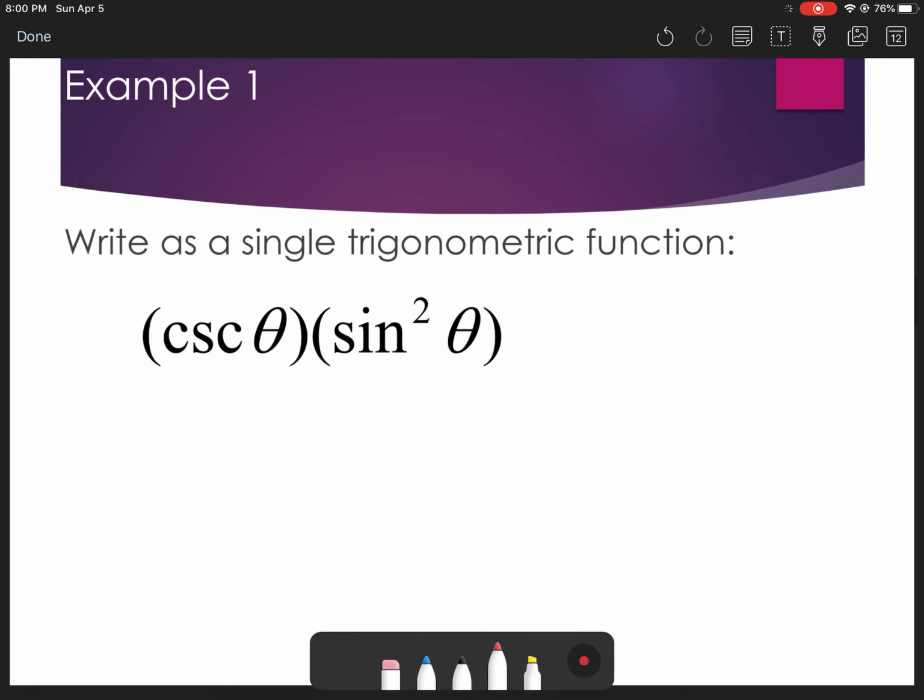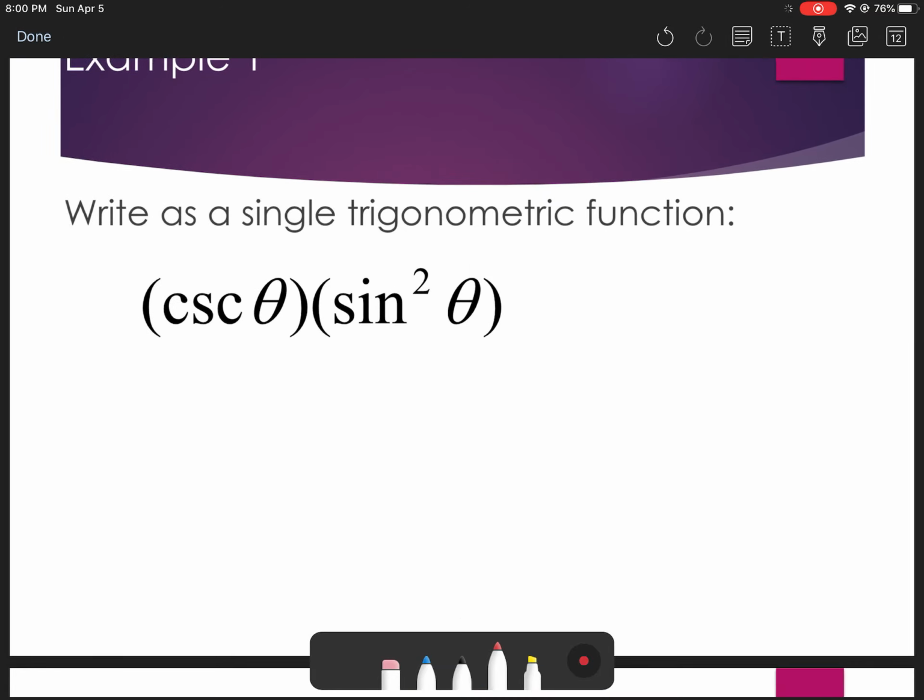Okay, so let's take a look at the first one. We want to write this as a single trigonometric function. So we have here cosecant of theta times sine squared theta. What we're going to do is start with cosecant. We're going to write cosecant as 1 over sine of theta, and that gets multiplied by the sine squared of theta.